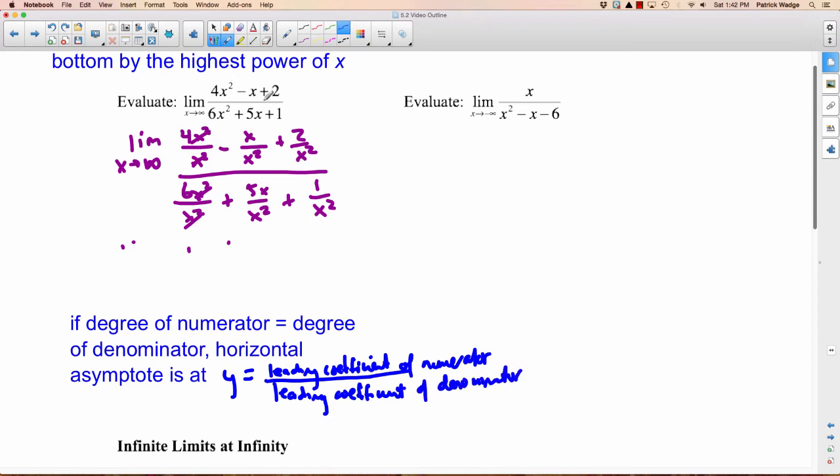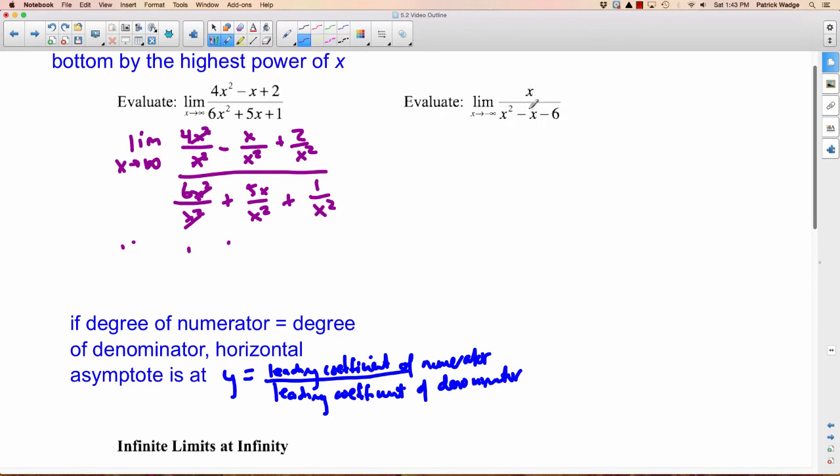Because you're always just going to have this canceling thing here where you're going to get like 1 over x, 2 over x squared, 1 over x squared, 5 over x, and those are all going to become zeros. So if we look at this, our leading coefficients are 4 and 6, which means the horizontal asymptote is going to be at 4 over 6, which is 2/3. Y equals 2/3. And that's exactly what we found. So as long as the degrees of the numerator and denominator are the same, that is a quick way you can do it. Okay, let's solve another one.